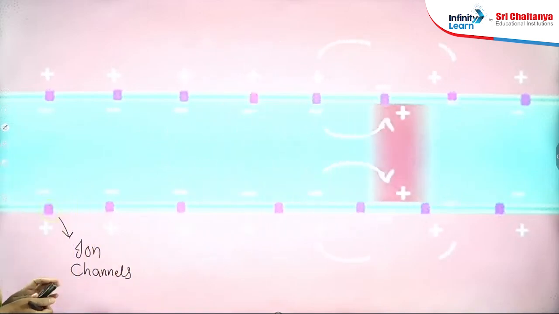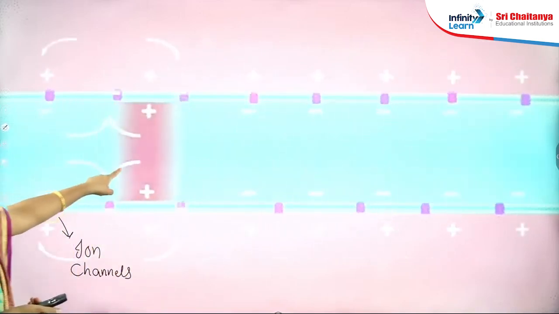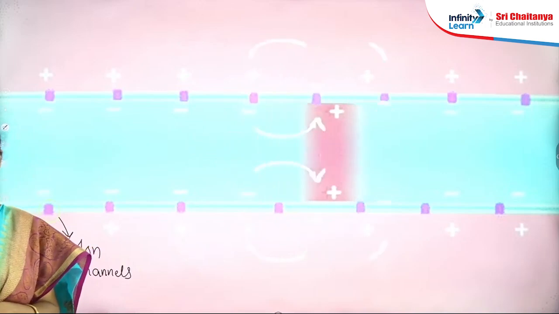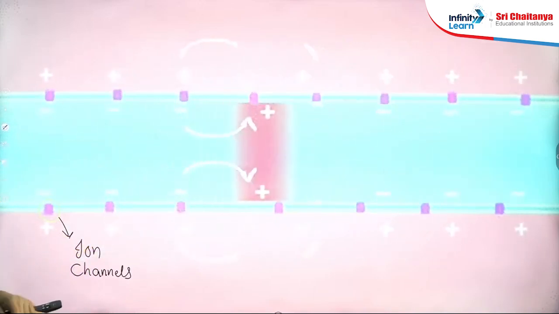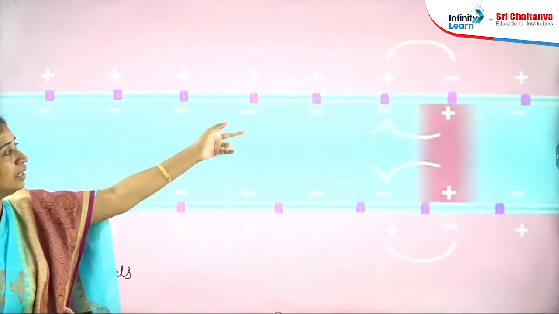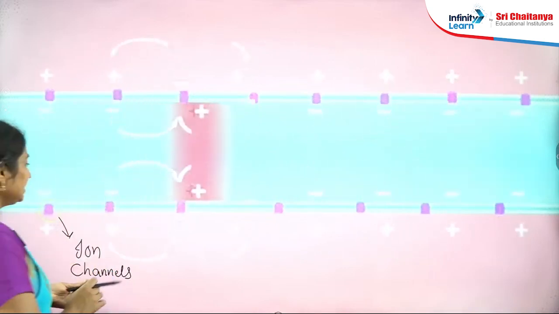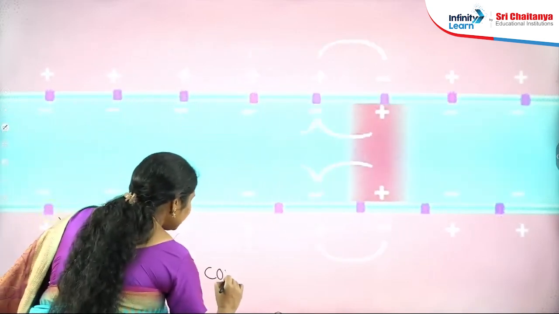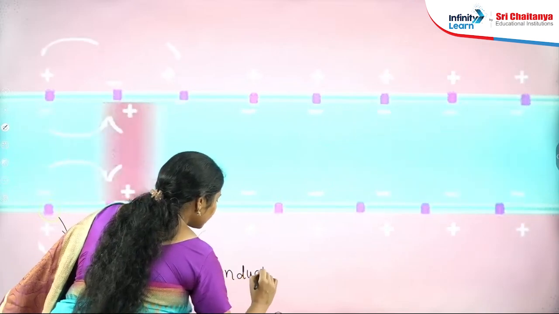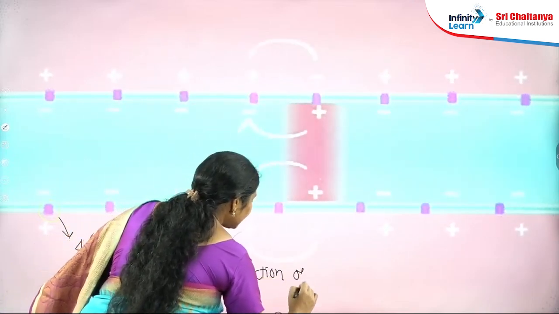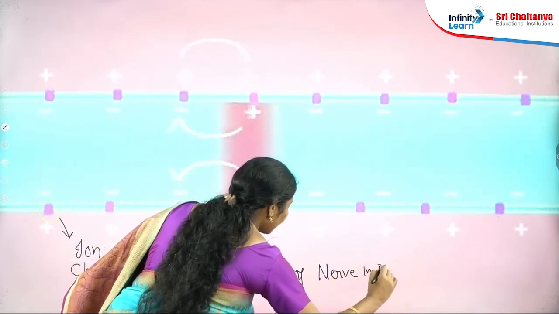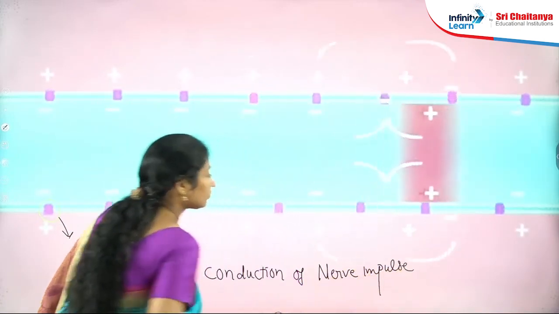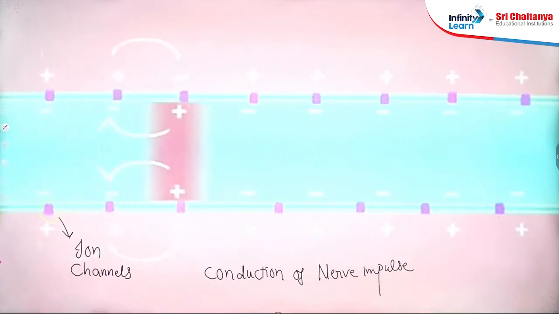These are the channels. That red mark is the action potential here. Because of this action potential, the ion channels are working, and so there is a reversal of charges. Reversal of charges will take place. This process is known as conduction of nerve impulse.